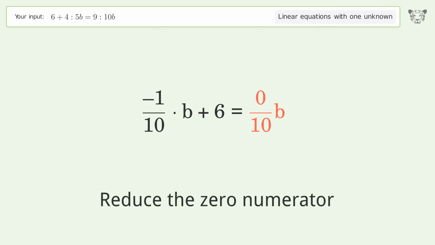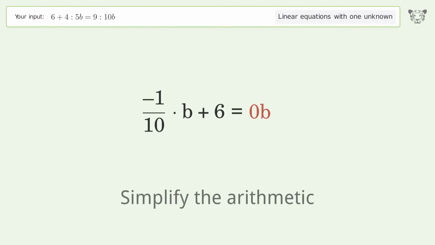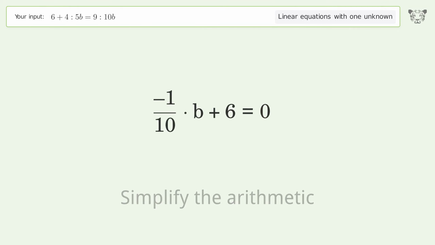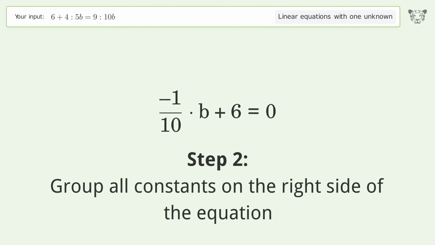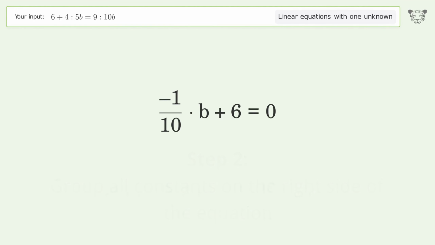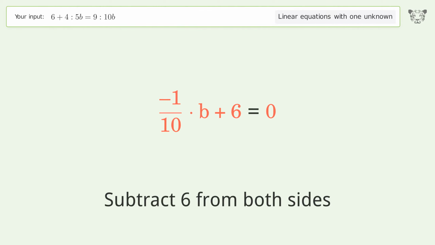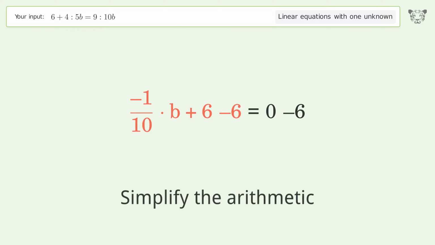Reduce the zero numerator. Simplify the arithmetic. Group all constants on the right side of the equation. Subtract 6 from both sides. Simplify the arithmetic.